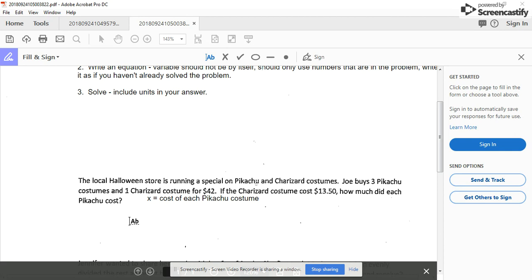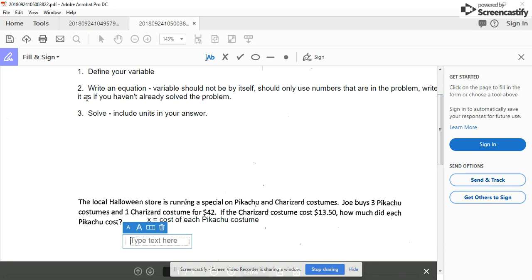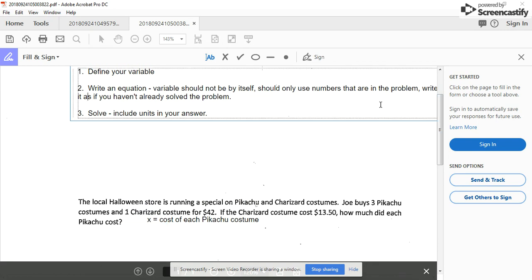Now a lot of you are probably sitting here thinking, oh, I'm going to take 42, I'm going to subtract the 1 Charizard costume from it, I'm going to figure out what that is equal to, and then I'll just divide it by 3, and that'll get me my Pikachu costume. But what you're doing when you do that is you're solving it. And remember, we need to write it as if we haven't already solved the problem.